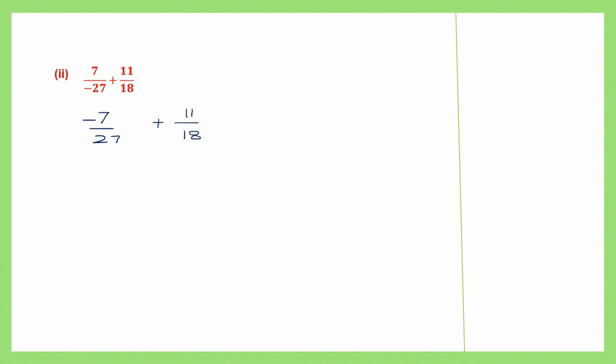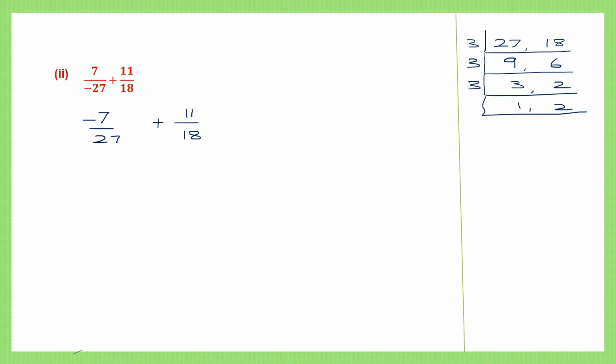So now as you can see, the denominators are different. So we need to find the LCM of the denominators 27 and 18. So this we can use 3 here to find the LCM. 3 nines are 27 and 3 sixes are 18. We can continue with 3 again. So we get 3 threes are 9, 3 twos are 6. Again with 3, 3 ones are 3 and we have 2 here.